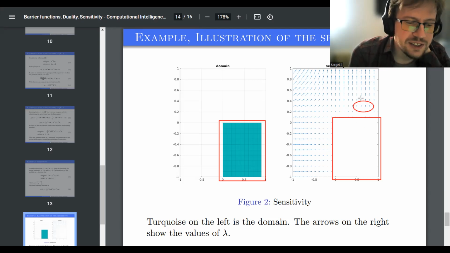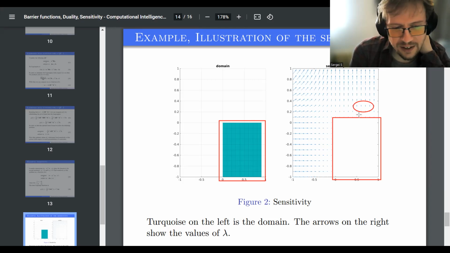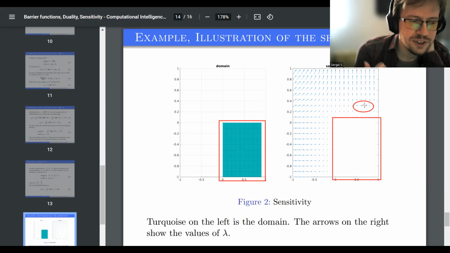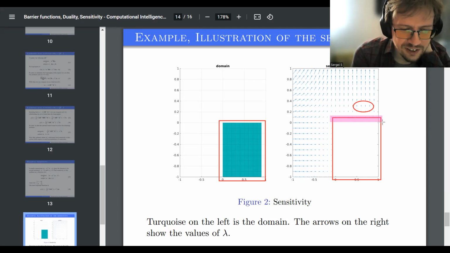It means that in this case one of the constraints influences the solution. The solution is sensitive to one of the constraints. Let me draw it here, one second. It is sensitive in particular to this constraint, the one represented by the arrows pointing upwards.